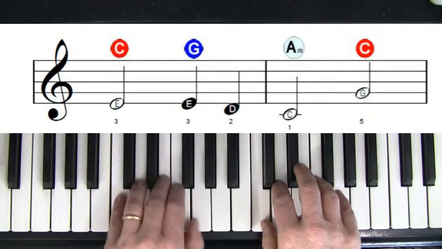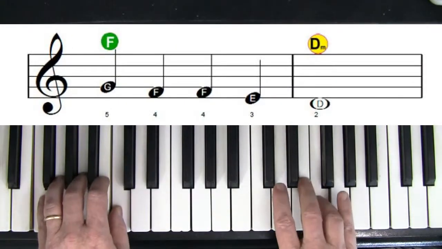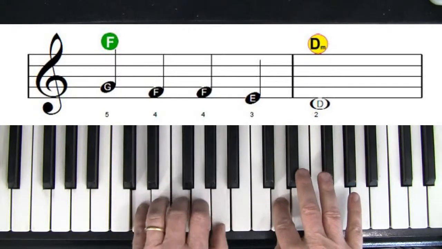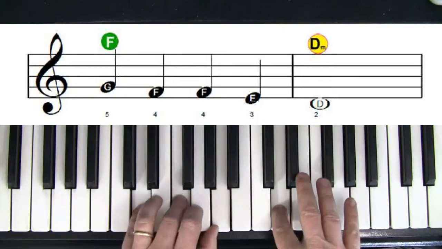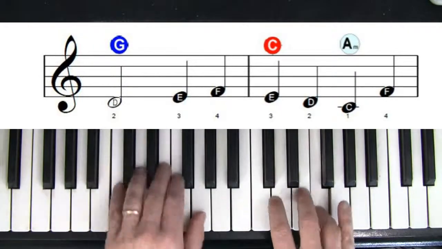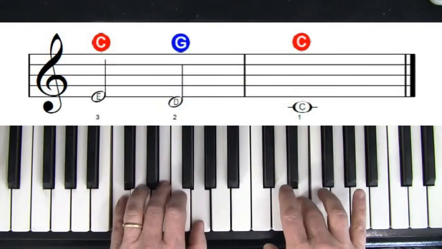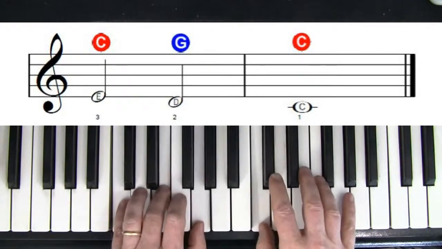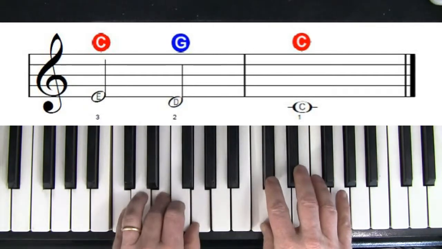A minor. Now D minor. Do you hear how that sound is different? A little sadder. Now to our G. To A minor. C. G. And C. Good luck with that one.